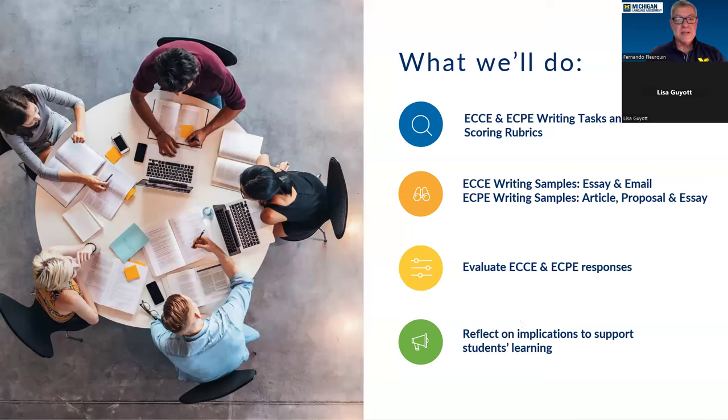We'll have several tasks to complete, and we're covering ECCE and ECPE writing tasks and the scoring rubrics. We'll look at some samples to analyze each of the different types of writing samples for both exams. And you will be evaluating some of those responses, and we'll reflect on some implications and how we can help our learners that might be at those same stages.